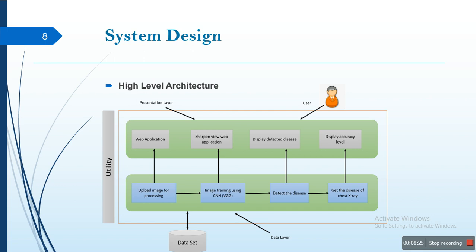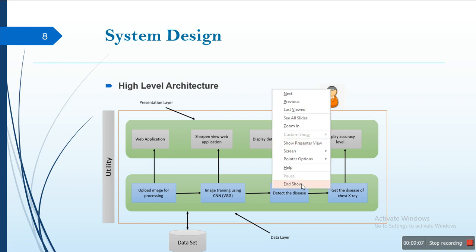Next, system design. This is my high level architecture. There are two layers, the presentation layer and the data layer. The user works directly with the presentation layer. The user can upload the image to the presentation layer, then the data layer processes that uploaded image with the pre-trained model. There are pre-trained data sets. Through that, it does the disease detection and finally displays the detection result with probability.